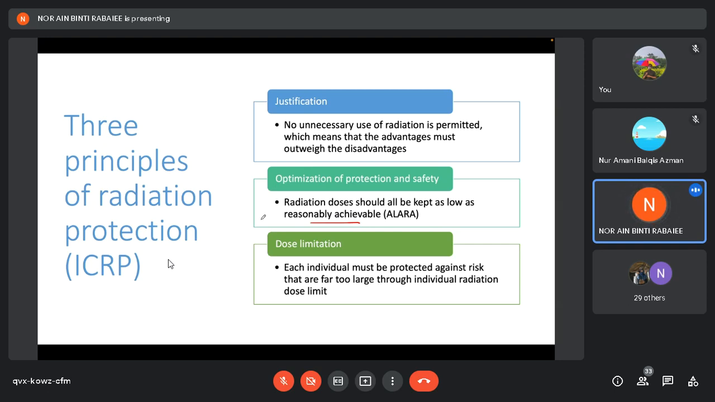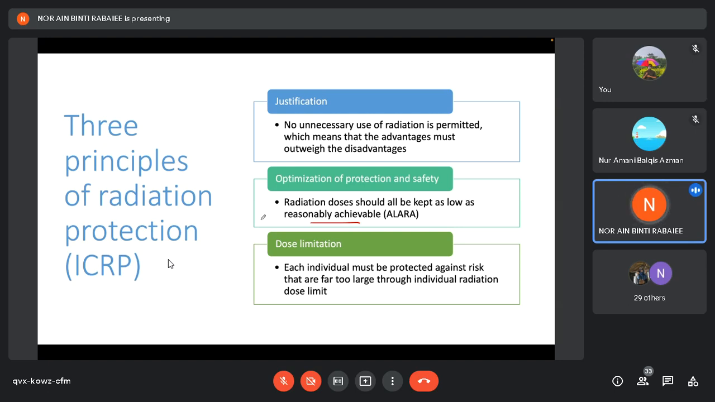But of course, we have to compromise between the dose and the image quality. They have to play around with the exposure factors because, of course, they want to keep the dose to the patient as low as possible, but we have to compromise on the quality of the image. So that is the definition of optimization.